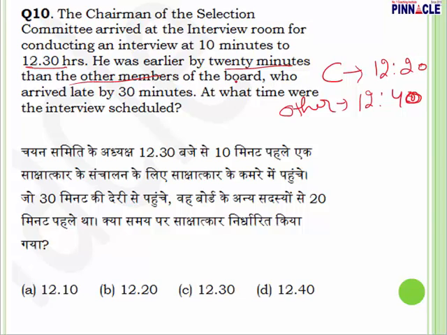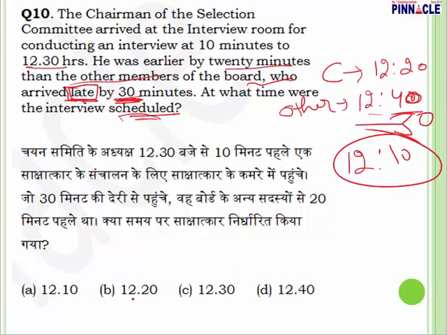Now the board members arrived 30 minutes late, which means they are late by 30 minutes to the fixed time. At what time was the interview scheduled? So they come at 12:40 and they are 30 minutes late. What does it mean? The scheduled time of the interview is 12:10, option A.